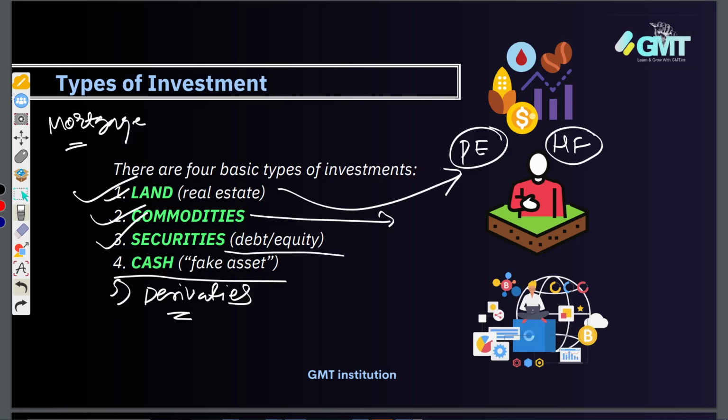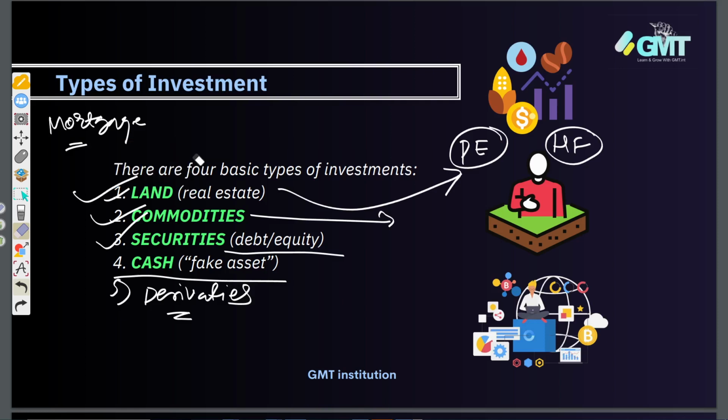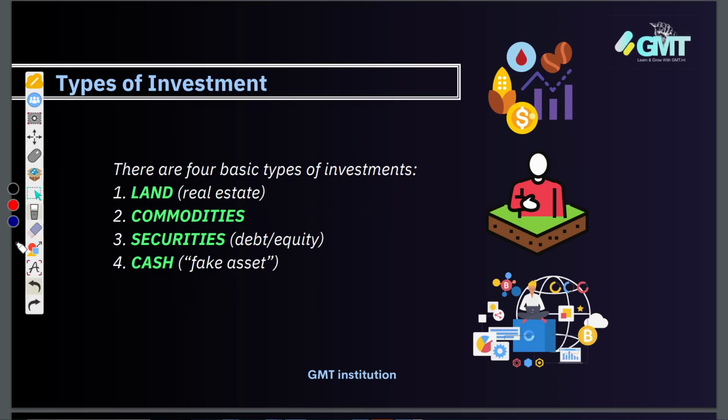So you might see arguments around it. But yes, as per a few experts, there are two different classes of people, where some believe the cash is a fake asset, right? So yeah, these are the major segments, five segments: land, commodities, securities, cash, and derivatives, where investment banks support buying and selling those assets. Okay.